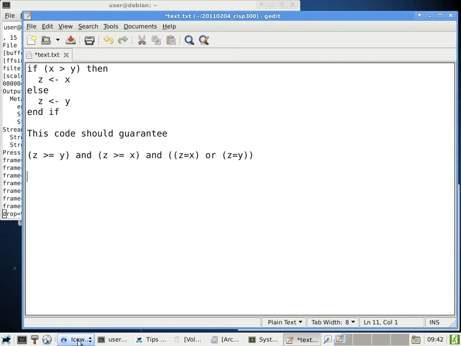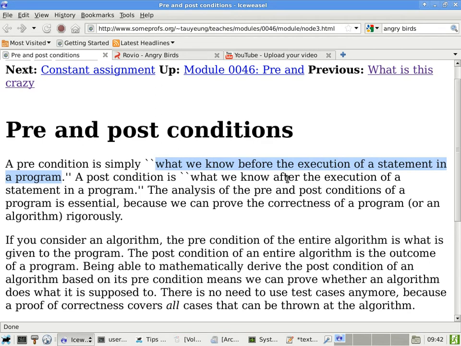Okay. So a precondition, with respect to a statement, is what we know as a condition before the execution of a statement in a program. And as a result, a postcondition is what we know immediately after the execution of a statement in a program. The analysis of the pre and post conditions of a program can be very useful because we can use that to verify or prove the correctness of an entire program.